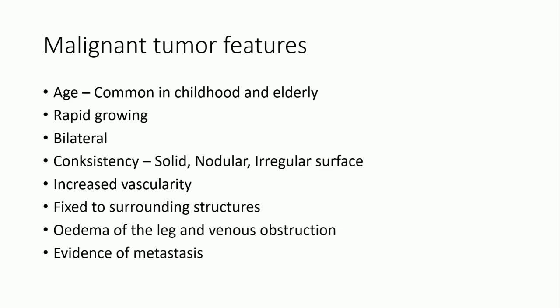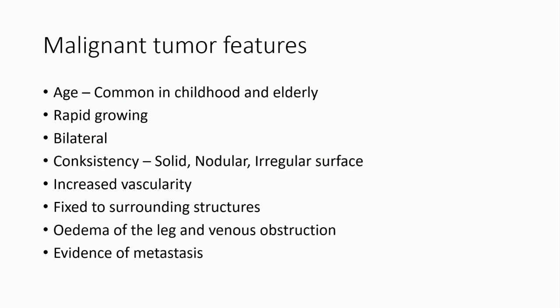What are the malignant tumor features we will be looking at? First one is age. Regarding the ovarian tumor, it can occur in childhood and in the elderly. Regarding the elderly, usually it is epithelial tumor. In childhood, usually this is germ cell tumor. Because the ovaries are still developing, there's a high chance of development of germ cell tumor compared to epithelial tumor. But in elderly people, the common kind of tumor is the epithelial tumor.